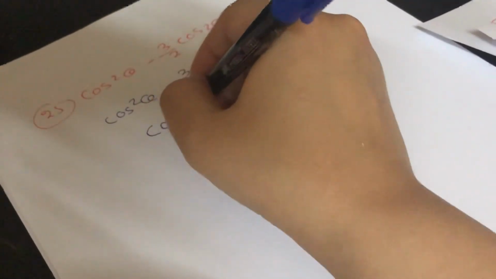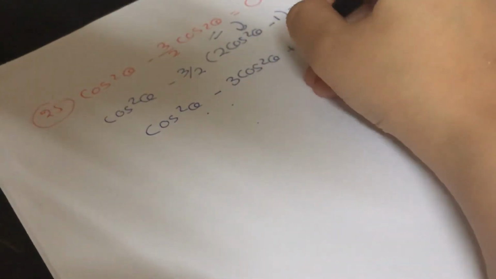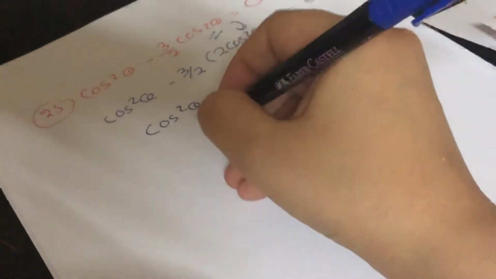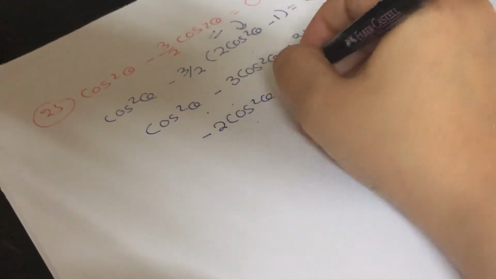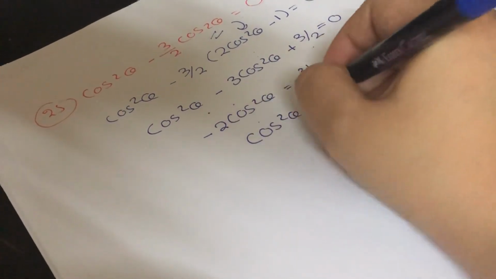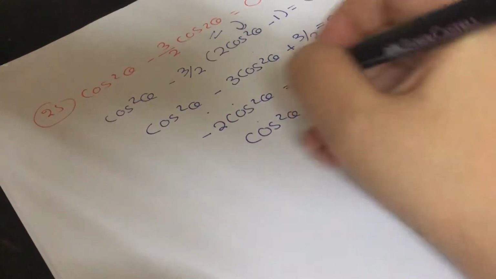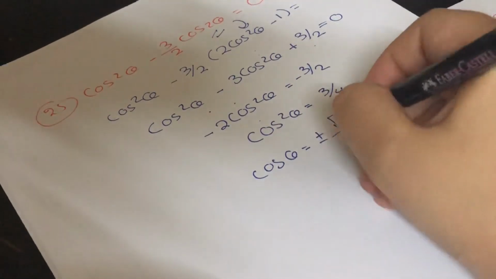So you're going to get cosine squared theta minus 3 cosine squared theta plus 3 over 2 equals to 0. This gives me negative 2 cosine squared theta equals negative 3 over 2. So cosine squared theta is equal to 3 over 4. Cosine theta is equal to positive or negative root of 3 over 2.